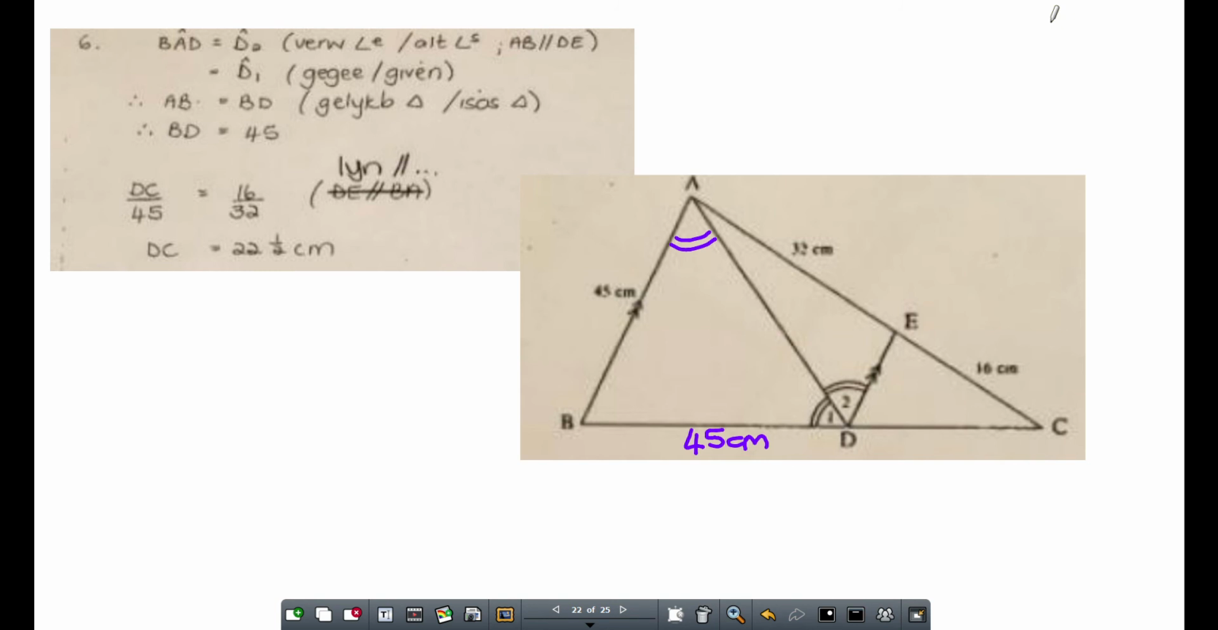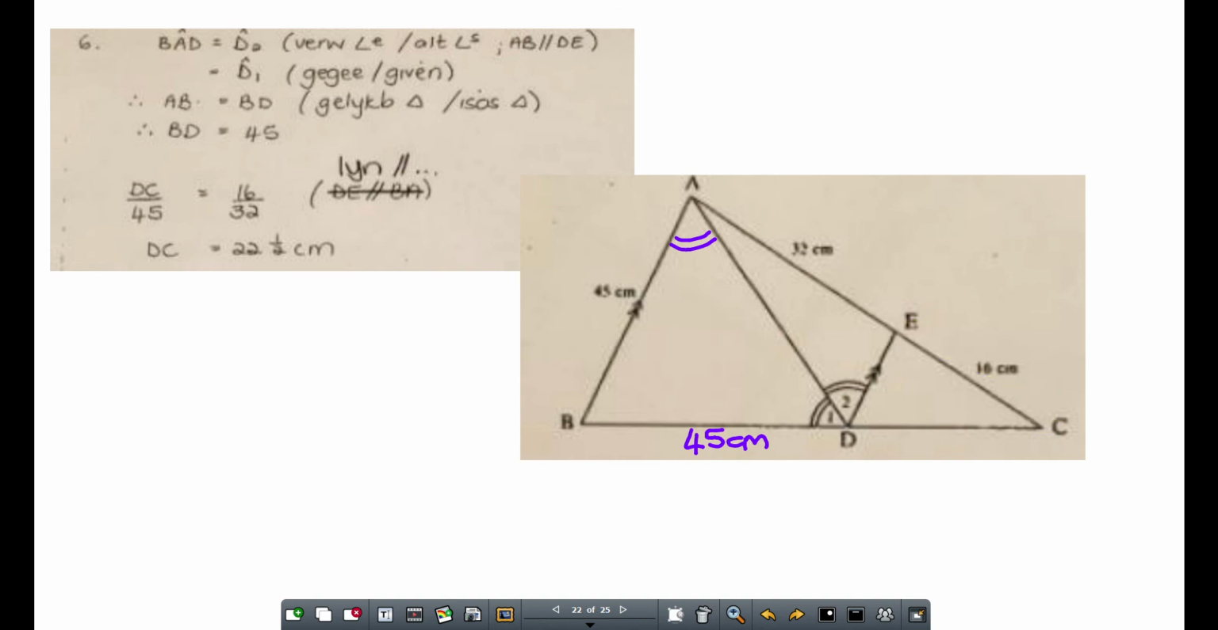Hulle wil eintlik hê ek moet gaan uitwerk vir DC, that one. But, okay, let's identify my parallel sides. Ek het daarso en daarso. And you can see that because of that, we're going to work with this big triangle. Meaning, ek kan gaan sê dit op daai would be equal to this over that.